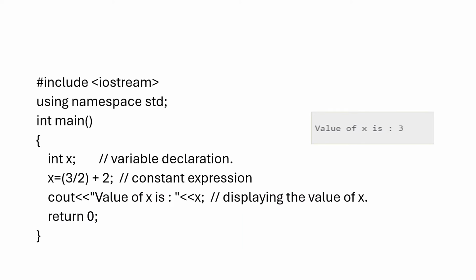One simple example is, see here we are declaring the variable x, and this is a constant expression. x is equal to 3 by 2 plus 2. So there is an operator, there is a number constant. So this is an expression. Using cout, we are going to display the result as 3. How is it 3? First 3 by 2. 3 by 2 returns the answer 1, then 1 plus 2 is 3.